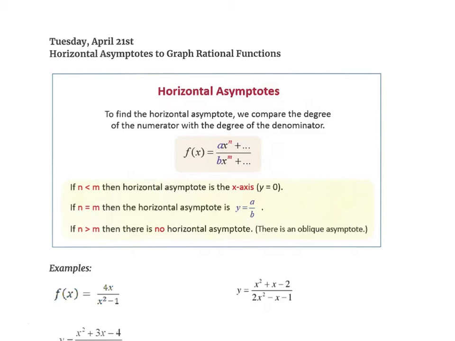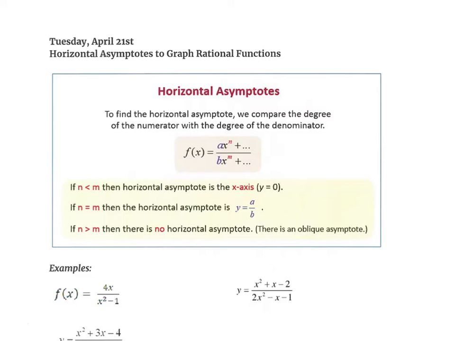So what this means here is if the numerator degree is less than the denominator degree, like a 1 and a 3, then y equals 0 is your horizontal asymptote. That's it. If the degree of the numerator is equal to the degree of the denominator, then y equals a over b.